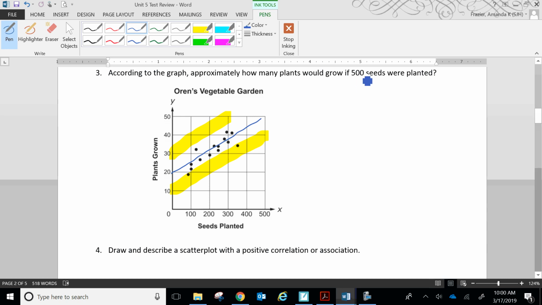Okay, so I want to know approximately how many plants would grow if 500 seeds were planted. So looking here at 500 seeds, I can think about if this data was to continue upward with my scatter plot. I'm going to follow that data up using my trend line. So here's 500, and I'm going to just put a dot right there where 500 would be on my trend line, the blue line that I drew. And I can see that that's approximately 50 plants.